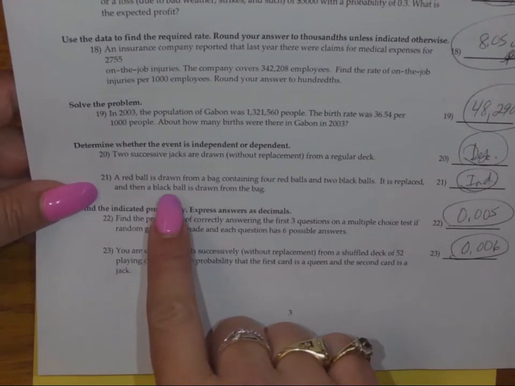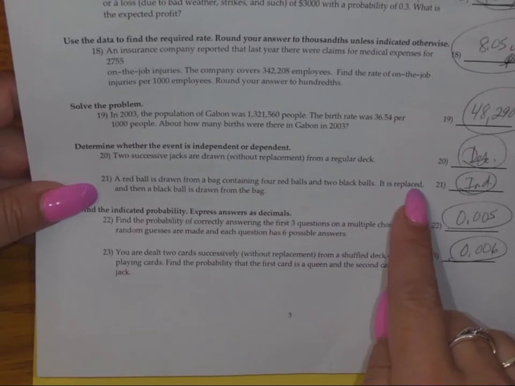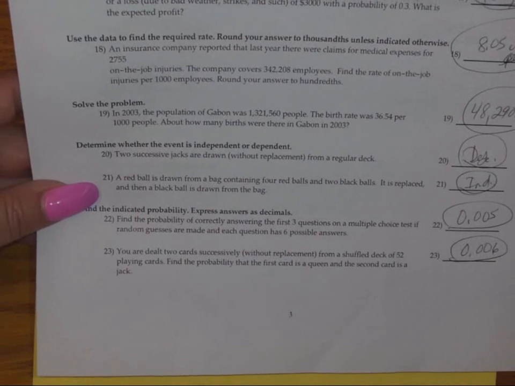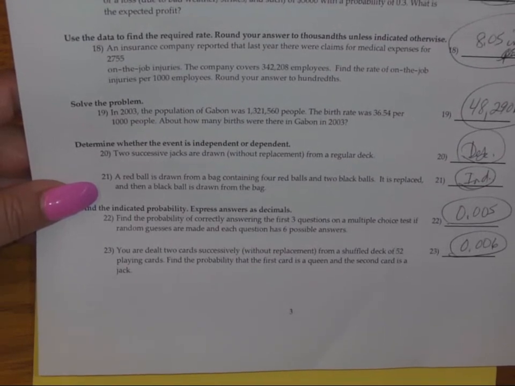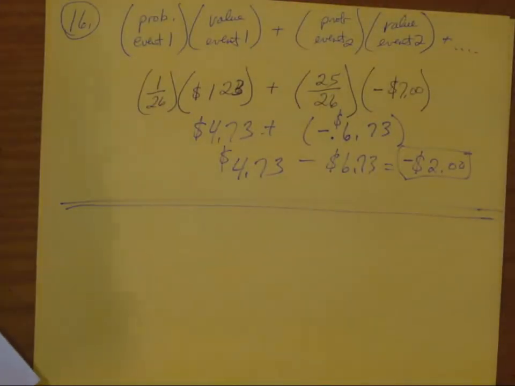Okay, a red ball is drawn from a bag containing 4 red balls and 2 black balls. It is replaced, and then a black ball is drawn. What about that? It is replaced. Did we change the probability? No, because we put that ball back in, right? Okay, so lots of probability for this exam.